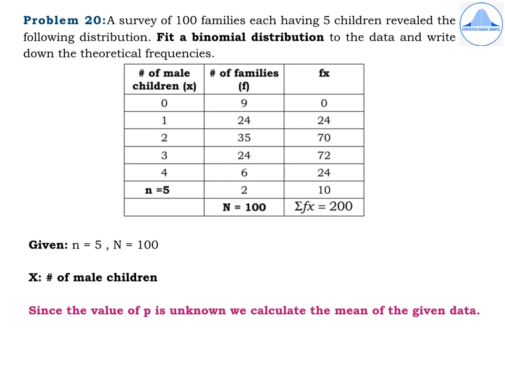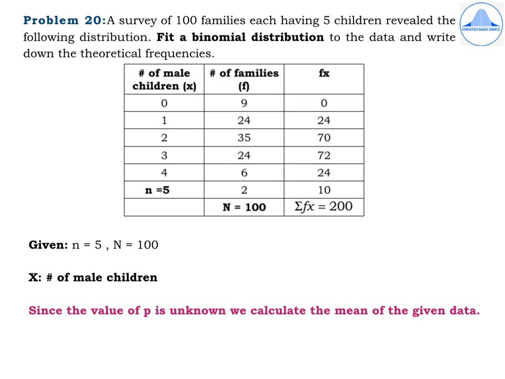So only 2 columns will be given to you in the problem. I have done the calculations for the third one and presented in the slide. So the problem would be given as number of male children as 0, 1, 2, 3, 4, 5, and number of families as 9, 24, 35, 24, 6 and 2. So now the first step is to mark number of male children column as X.